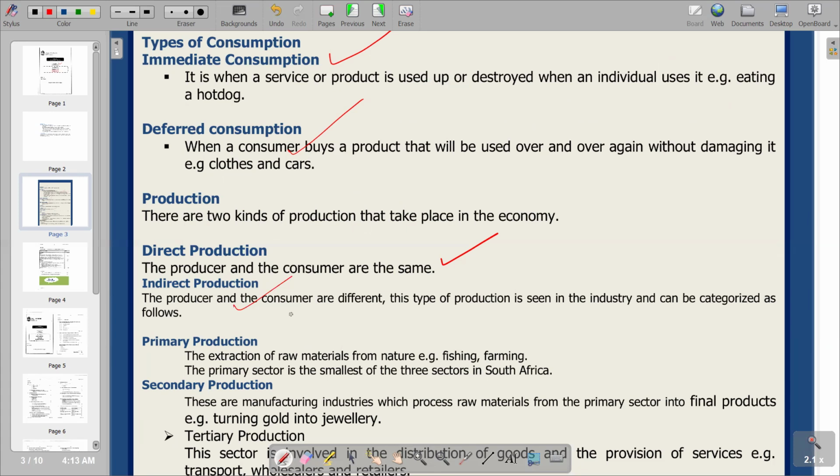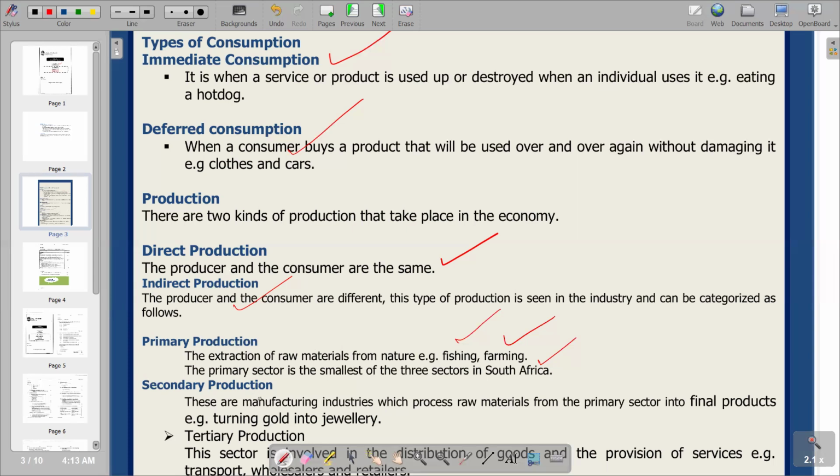But you see that you can subcategorize indirect production into primary production and secondary production. Primary production is the extraction of raw materials from nature. We are giving an example of fishing and farming. Also, the primary sector is the smallest of the three sectors in South Africa. Something we have to take note of is that the primary sector is the smallest of all the sectors in South Africa.